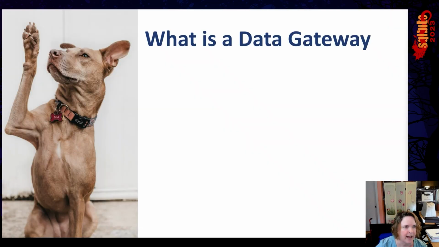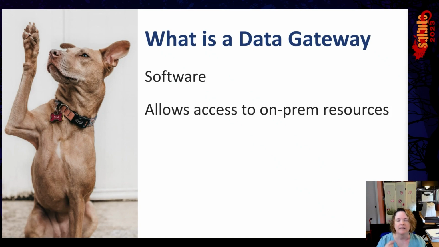But before we do that, I want to level set and make sure that everybody understands what a data gateway is. And honestly, a data gateway is software. It's software that you install on a server, a laptop, a desktop, something that you have access to. And that's all it is. It's just a piece of software. And what this software does is it allows you to access on-prem resources. It'll do a couple of other things, but in general, it allows you to access those on-prem resources.